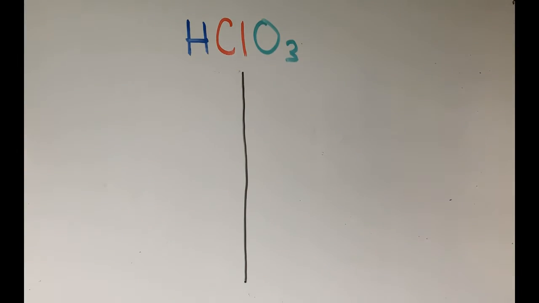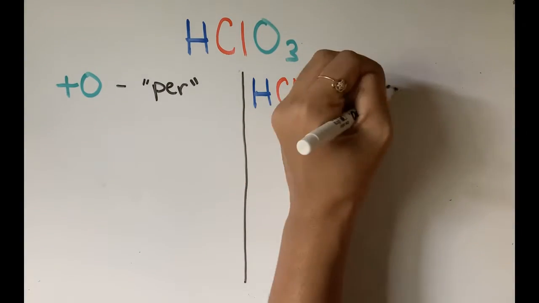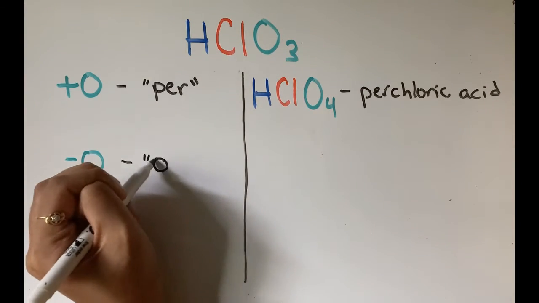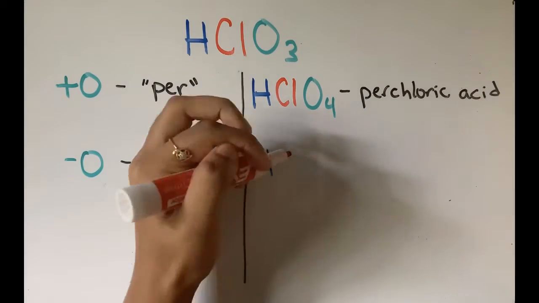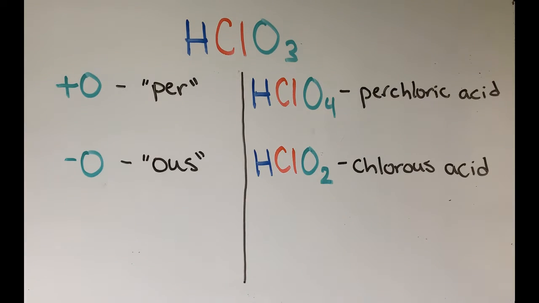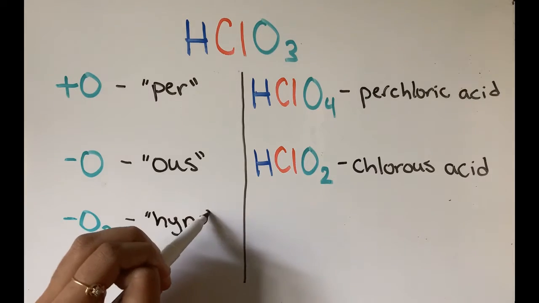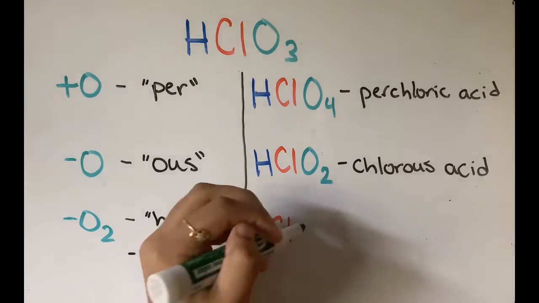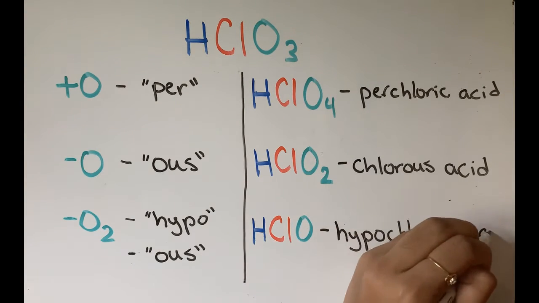The original, or normal state of chloric acid is HClO3. If there's an extra oxygen atom making it HClO4, the prefix per is added to it, making it perchloric acid. If an oxygen atom is removed, the suffix is changed from "ic" to "us" at the end. So chloric acid, when it loses an oxygen, is called chlorous acid. Finally, if there's two less oxygen atoms, the prefix hypo is added and the ending is changed to "us." That means if chloric acid loses two of its oxygen atoms, it becomes hypochlorous acid.